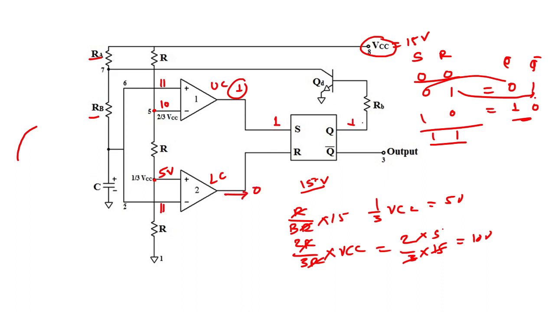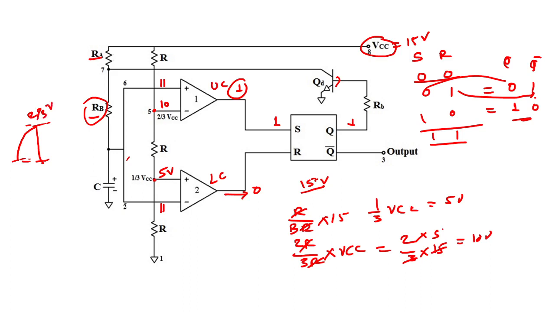This one means that is nothing but VCC. So this transistor will turn on. If this transistor turns on, this capacitor starts to discharge via RB itself. So the capacitor will start to discharge.